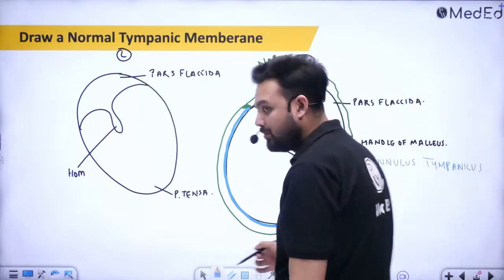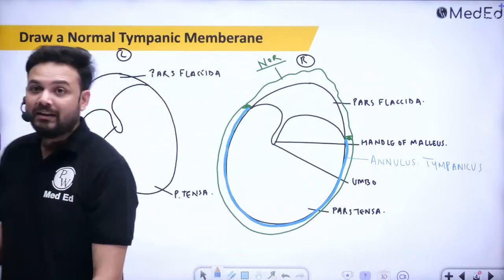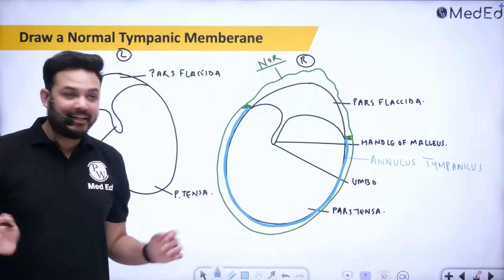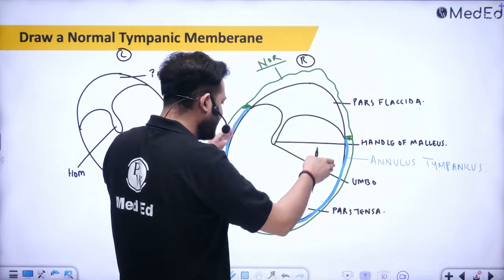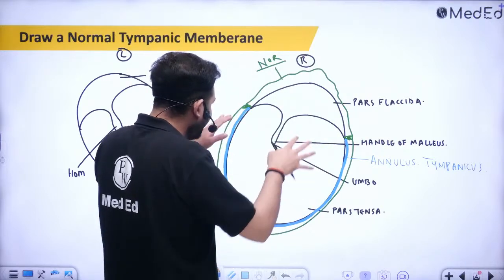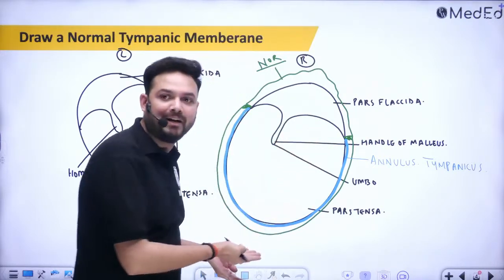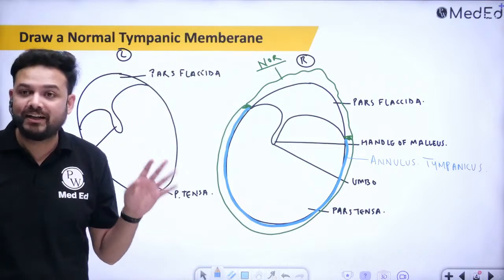Why? Because it is present over the tympanic membrane. So the simple way is that we have got a pars tensa, at whose lateral end there is a thickening which is called the annulus, and the annulus is sitting inside a house which is called the tympanic sulcus. Till now we were creating this logic.